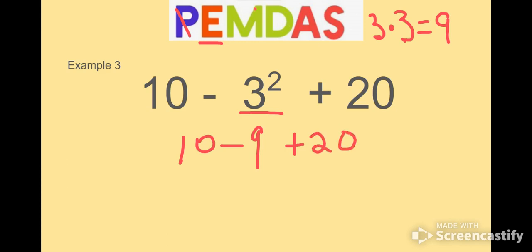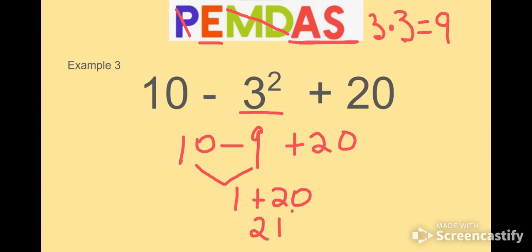So we do not have multiplication or division. All we have left is addition or subtraction. Whatever comes first, left to right. So we have to follow left to right. So we do 10 minus 9 is 1. I rewrite the rest of the problem. And then we have 1 plus 20, which is 21. Great job. Let's try another one.